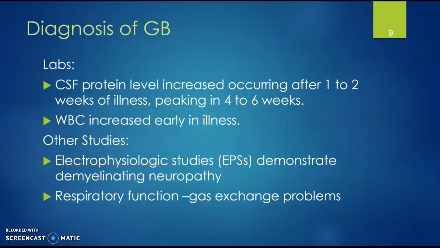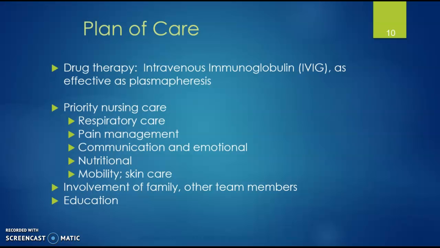Electrophysiology studies, or what you may hear people call EP studies, can be done directly on the peripheral nerves to demonstrate that demyelinating neuropathies have occurred. And of course, when you finally reach the stage where the paralysis has moved up and you have complete respiratory failure, you're going to have severe gas exchange problems, oxygenation is going to be poor, and you're going to have to be placed on a ventilator for support.